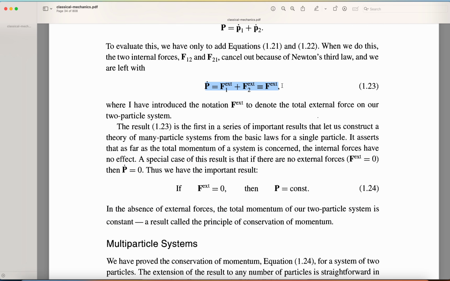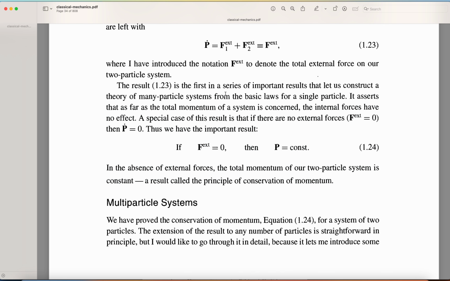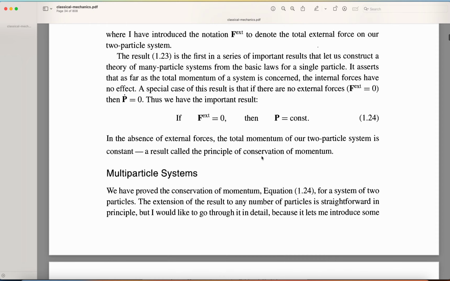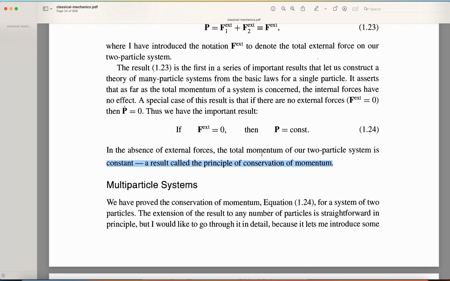I suspect that this will be true no matter how many different particles you have in the system, but we'll have to look into that later. Oh, see, they talk about this. The result is a series of important results. Internal forces have no effect. So if there are no external forces, there's no change in the momentum. There's no dp dt. So there's a conservation of momentum.